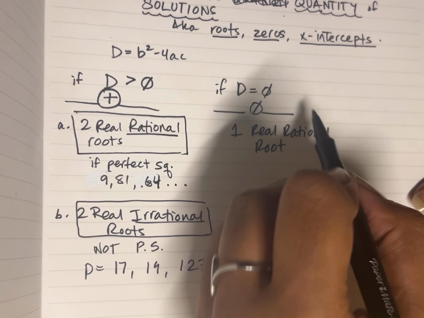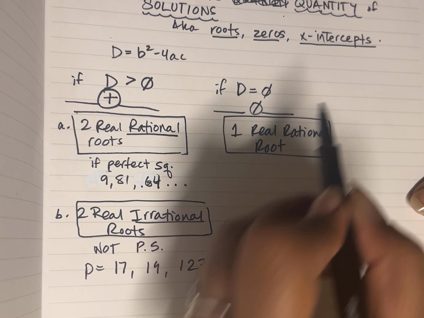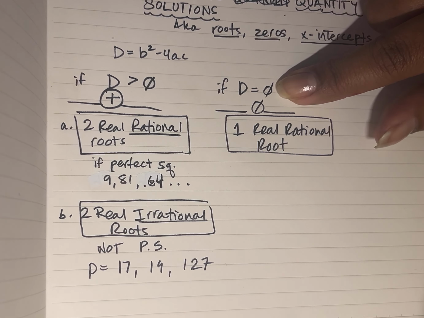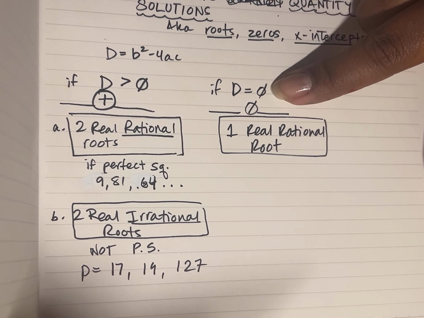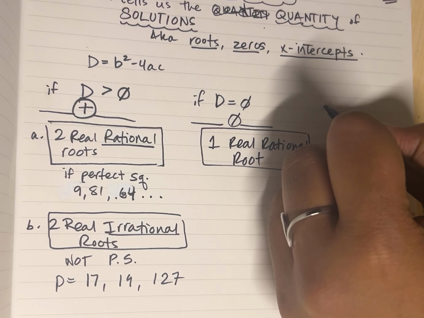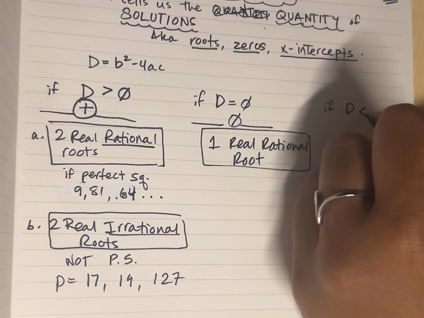Only one real rational root, because I can't split this up into a plus and minus. I could never do that. It just says 0. And then last but not least, if d is less than 0.